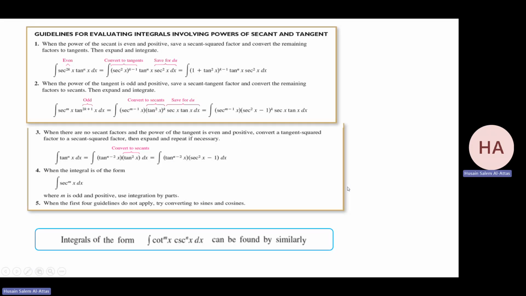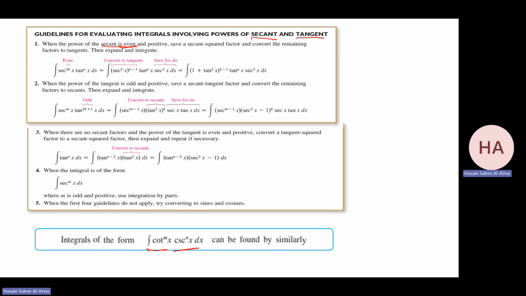We'll continue doing these integrals involving trigonometric integrals, section 8.3. Now we'll talk about guidelines for evaluating integrals involving powers of secant and tangent. By the way, the same guidelines can work with cotangent and cosecant. Okay.